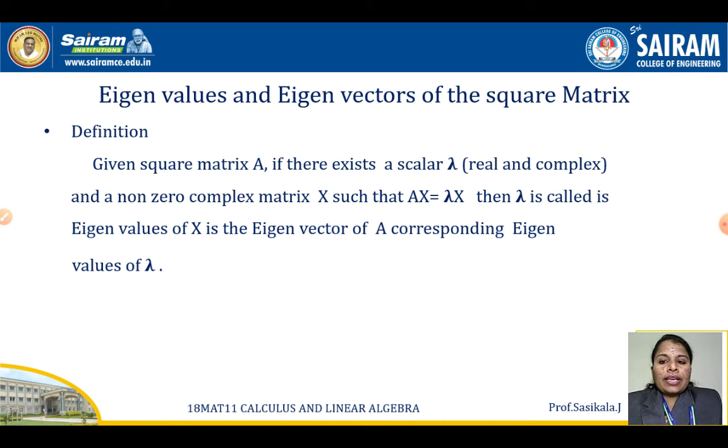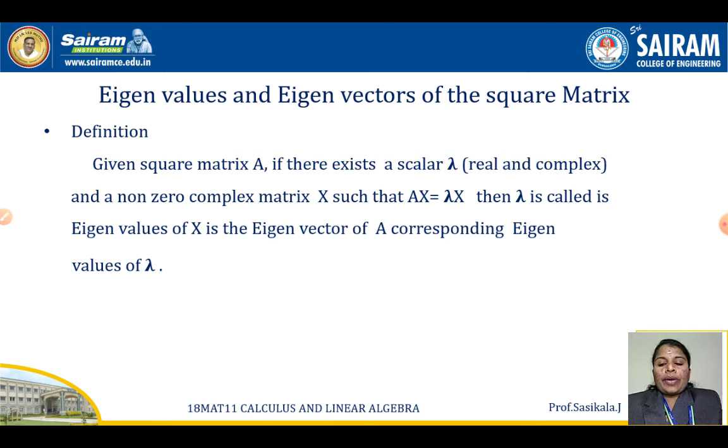Before going into the eigenvalue and eigenvector, first we will learn what an eigenvalue and an eigenvector are. We define them only for a square matrix. Definition: given a square matrix capital A, if there exists a scalar lambda, which is real or complex, and a non-zero complex matrix capital X such that Ax is equal to lambda x, then lambda is called the eigenvalue of A and capital X is the eigenvector of capital A corresponding to the eigenvalue lambda.